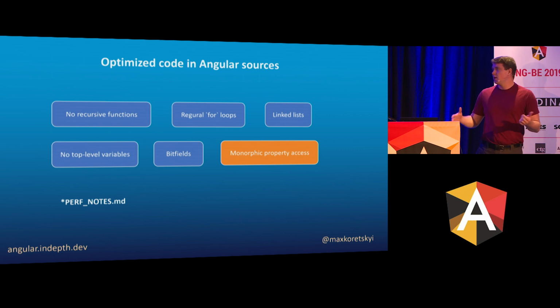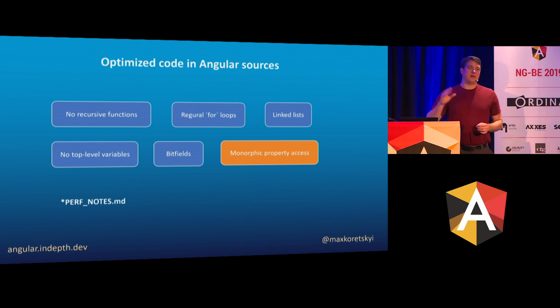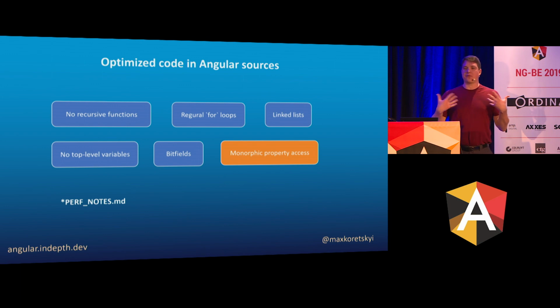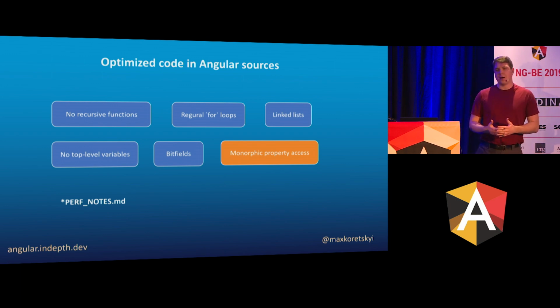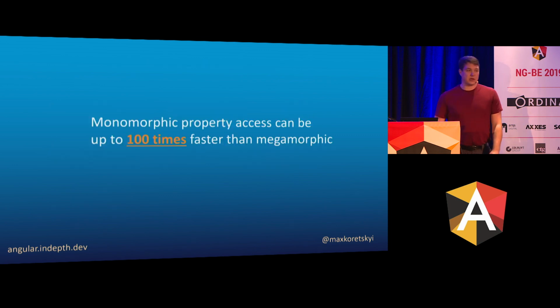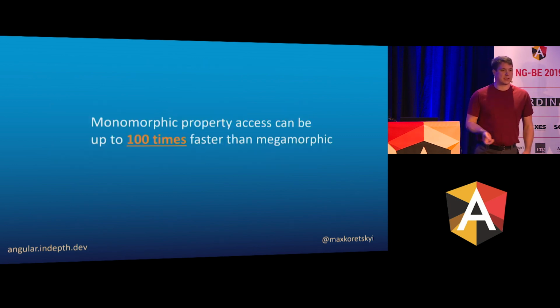I watched a lot of talks. I read a lot of articles. This stuff is complicated. Probably you will never use it in your own code. But it also helps you understand how virtual machines work, how they optimize stuff. So it is important to know what it is, and actually for framework writers to use it, because monomorphic property access can be up to 100 times faster than megamorphic.